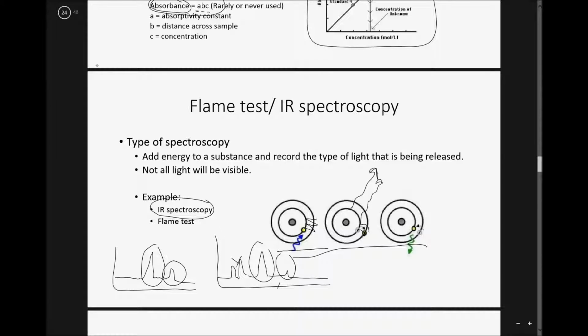A flame test does the exact same thing, except we're using a Bunsen burner generally or some heating element, and therefore it gives off light of a different energy. Different energy in equals different movement of electrons, which equals different waves of light. Energy in generally is going to equal at some point energy out.